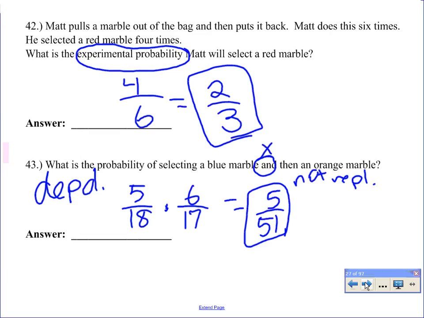See some confused eyes out there. Anyone need me to go over either one of those? Will, what number? 43. Okay, so 43, the key word is and, which means multiply. It does not say replace, so you assume without replacement. So you're not replacing it. The probability to get a blue marble is 5/18 times the probability to get an orange, but you don't replace that blue. There are still 6 orange marbles, so 6 out of your total sample space reduces by 1, which is 17. And then you need to multiply across the top, across the bottom. Initially, you get 30/306, which reduces to 5/51.